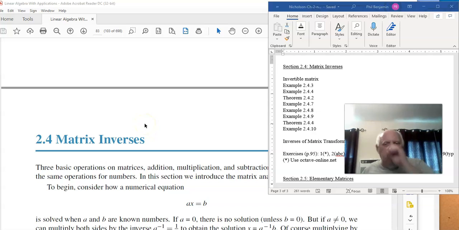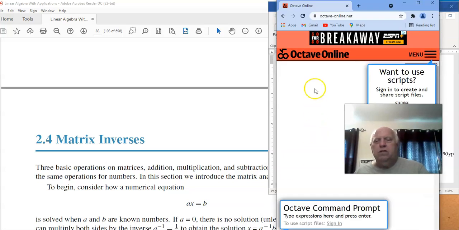Okay, folks, now we're going to do section 2.4, which has to do with matrix inverses. And we're primarily going to do this using Octave Online. We're not going to do too much hand calculation here. Let me just remind you of something which we did talk about before. So here's Octave Online.